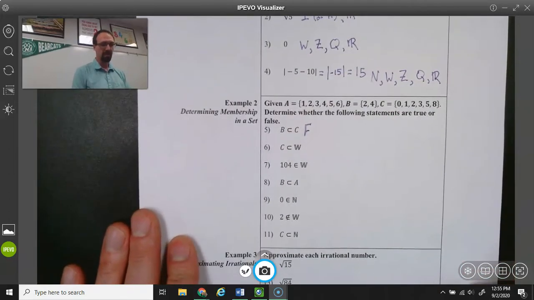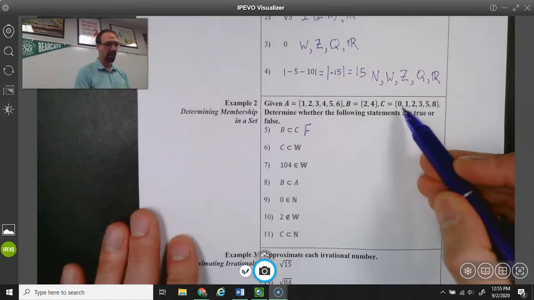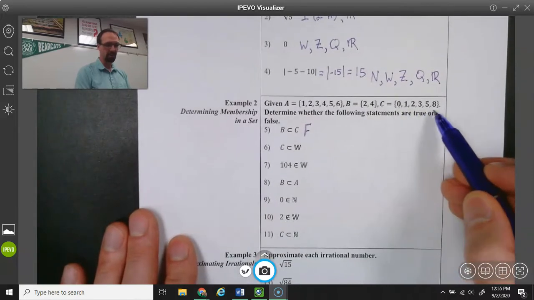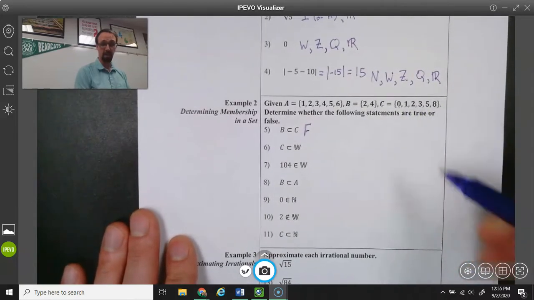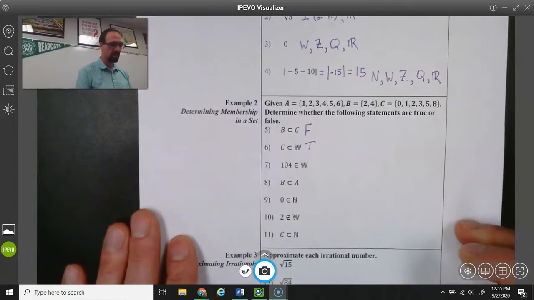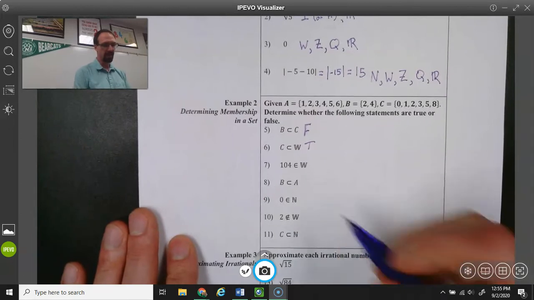C is a proper subset of the whole numbers. So what I'm looking for is, are all the elements, that's the things inside the set, all contained in the whole numbers? So looking at this, 0, 1, 2, 3, 5, and 8, all of these are whole numbers. So that means it is contained within the whole numbers. So this is true.